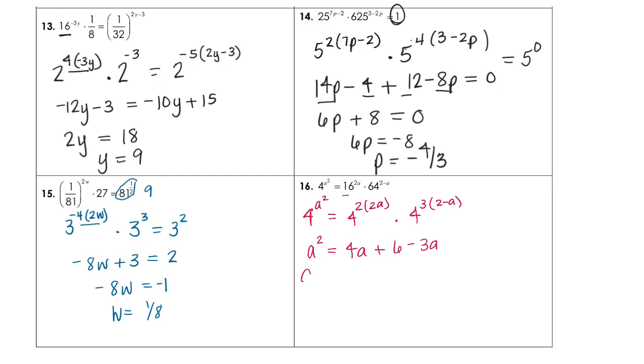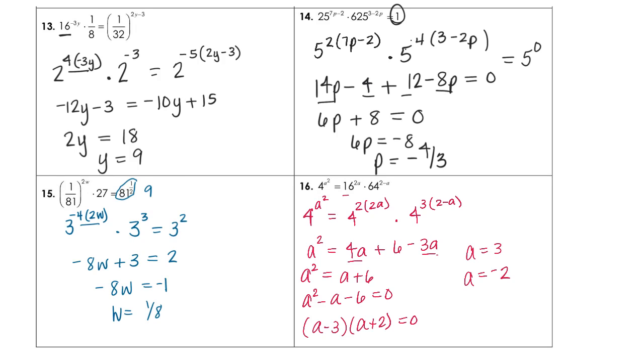We do need to combine all of those a's on one side here, so that's going to give me a plus 6. Now we have a highest power as squared, so that means we need to move stuff over and factor. And so it looks like we're going to have a minus 3 times a plus 2. And setting each part equal to 0, we see we have a equals 3, and then a equals negative 2.